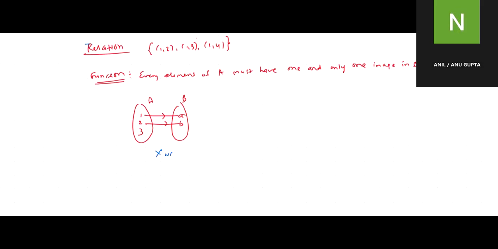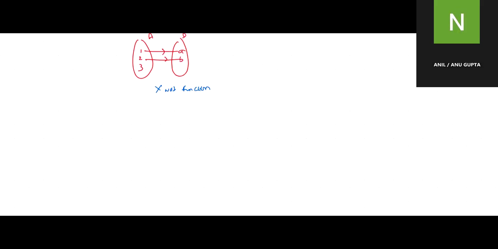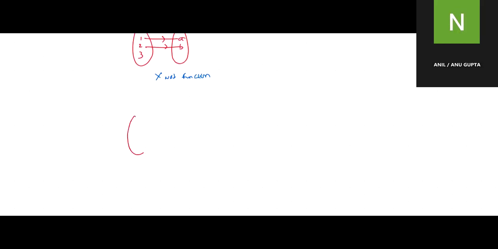Okay, next, another example. You take this set A and set B. Same 1, 2, 3, you are taking A, B, but mapping this time you do it differently. 1 is mapping to A, and 2 is mapping to B, and 3 is also mapping to B. Is it a function? Yes, a function, right?